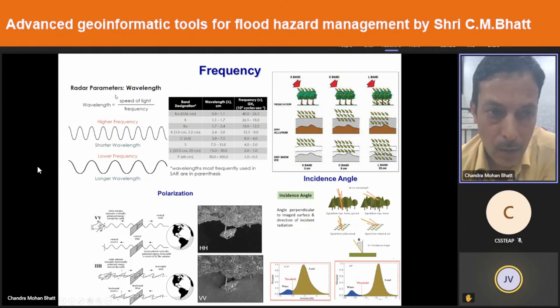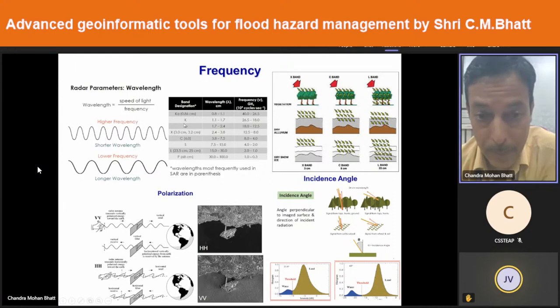Frequency is the inverse of wavelength, and wavelength is the speed of light upon frequency. Higher the frequency, shorter the wavelength, and lower the frequency, longer the wavelength. So like in visible we have green, red, and NIR bands, here the bands are termed as C band, X band, S band, L band, P band.